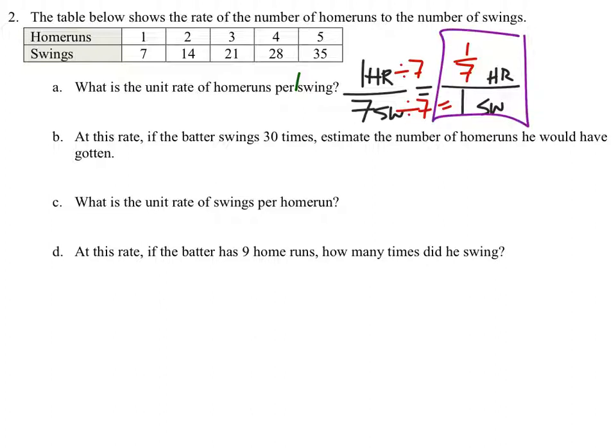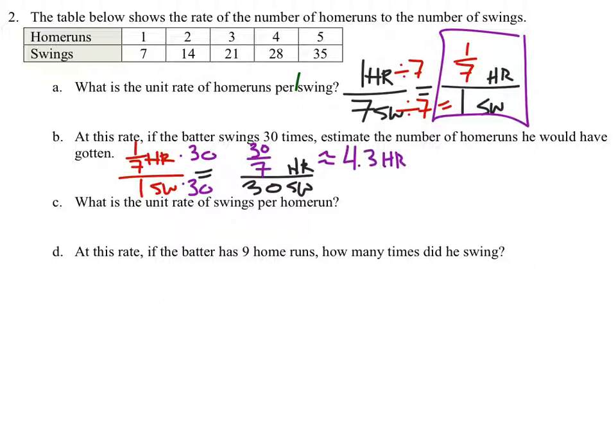But now it wants to know about how many home runs we would get for 30 swings. So we can take that same rate, 1/7 home run for 1 swing, and we'll figure this out for 30 swings. To get from 1 swing to 30 swings, we would multiply the swings by 30. So we'll take the 1/7 and multiply that by 30. So how many home runs would you get? As a fraction, it's 30/7ths, so that's about 4.3 home runs.